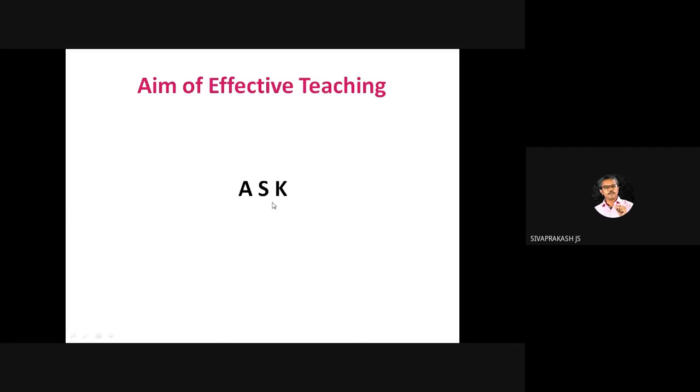What is the aim of effective teaching? From the initial point I said, it deals with the ASK framework: attitude, skills, and knowledge. This framework always says raise questions. ASK means raise.